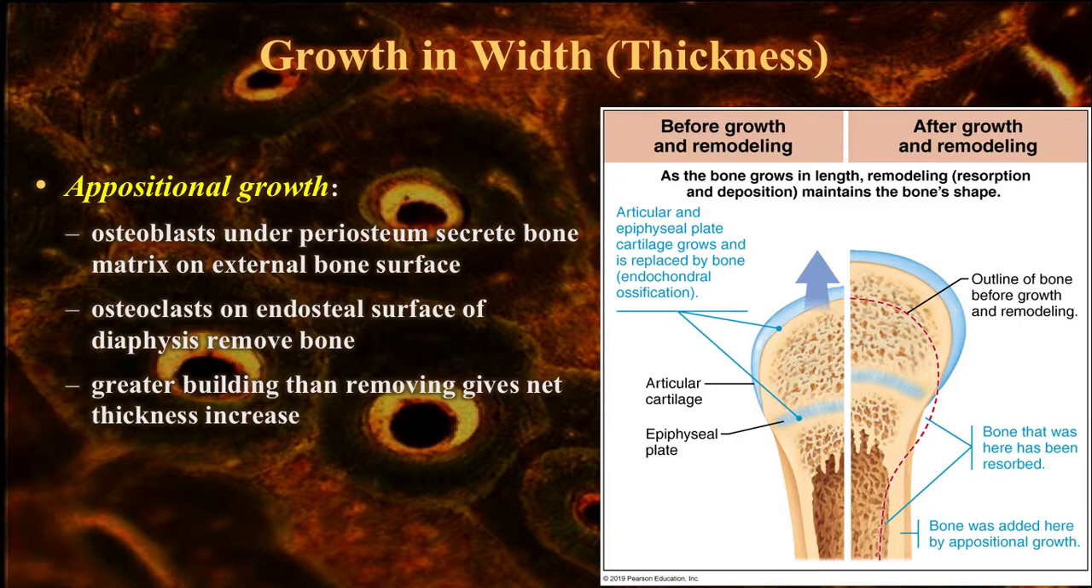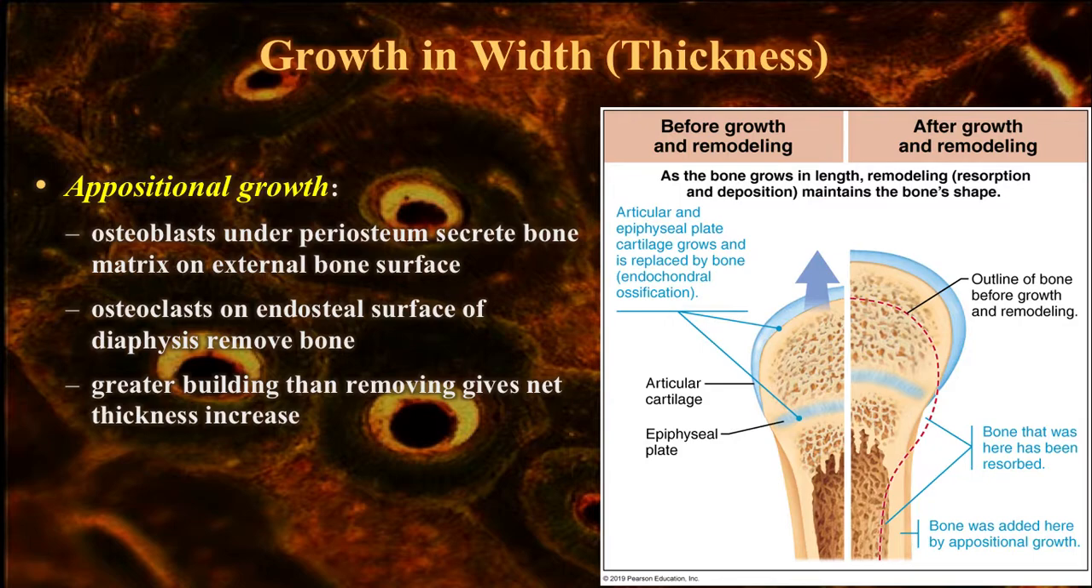Okay? So the osteoblasts, remember they're laying down the matrix that's underneath the periosteum, secrete bone matrix on the external bone surface. So again, we go back to our anatomy of a bone. The periosteum is that connective tissue layer on the outside of the bone. So it's just the little osteoblasts right here on the surface will secrete more bone. And then you have osteoclasts. What do the osteoclasts do?